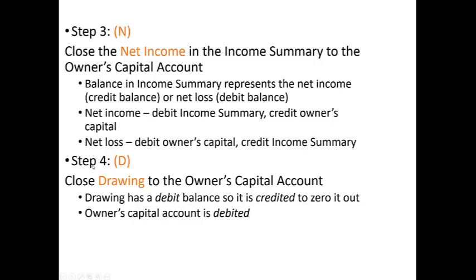And then the fourth step, we've got D, where we're closing the drawing account. So drawing has a normal debit. To close it, we're going to credit it for whatever its balance is, which will give it a 0 balance, and then we will debit owner's capital. So that mnemonic, remember, is R-E-N-D: revenues, expenses, net income, drawing.